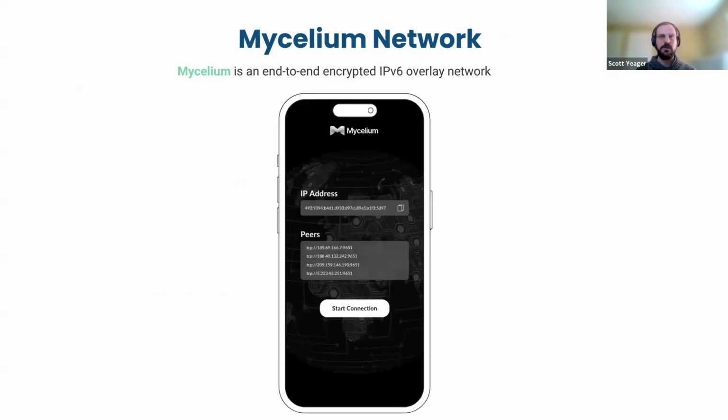Mycelium is an end-to-end encrypted IPv6 overlay network, and what this means is that every device that joins the Mycelium network is assigned an IPv6 address that is outside of the normally allocated IPv6 space. So you don't need IPv6 connectivity to use Mycelium. Any device with any internet connection can connect. It will be given a unique address, and it can use this address to communicate with all other devices in the Mycelium network in an end-to-end encrypted way.